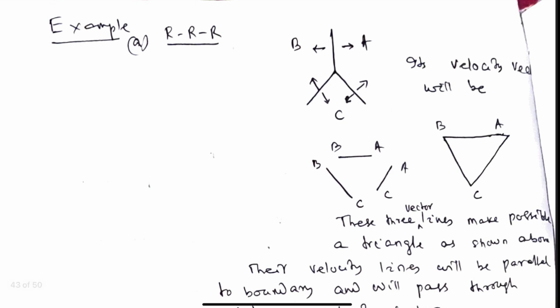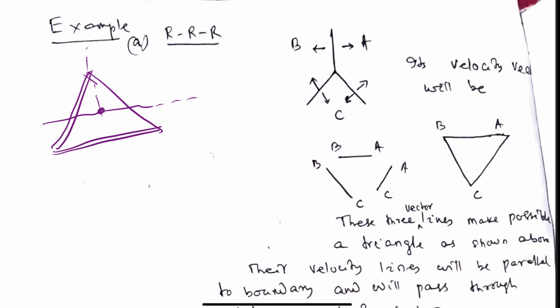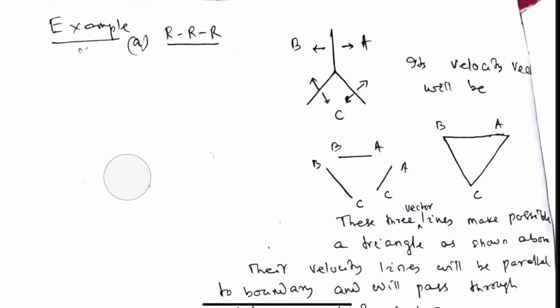Now let us analyze how a triple junction is found to be stable. I have already discussed that the velocity vectors must make a triangle and the velocity lines must meet at one point. In that case, it will be stable. This fact we have to remember.